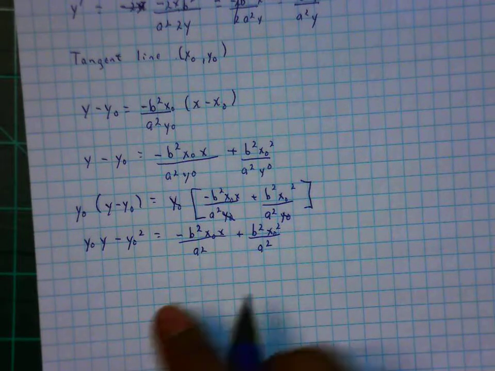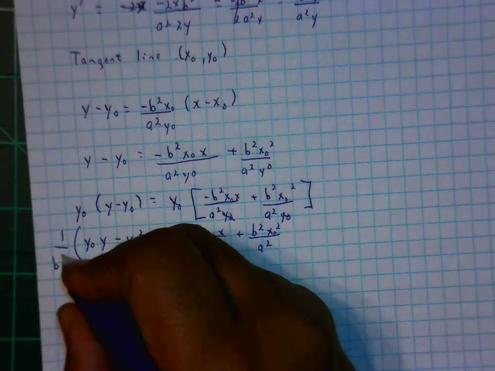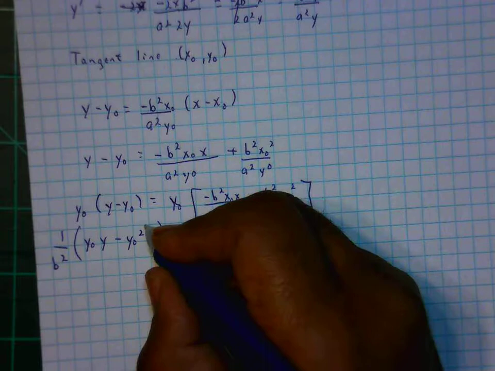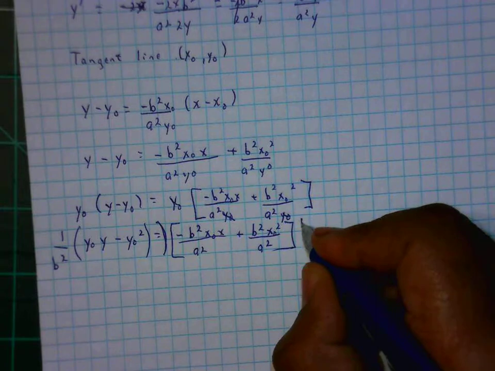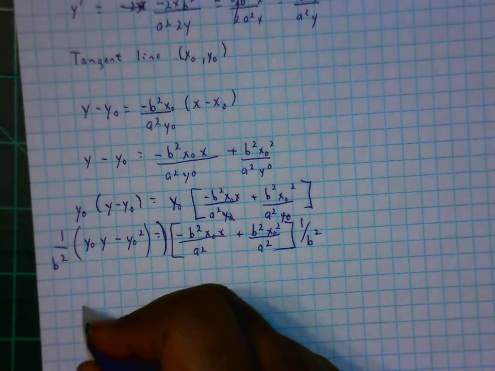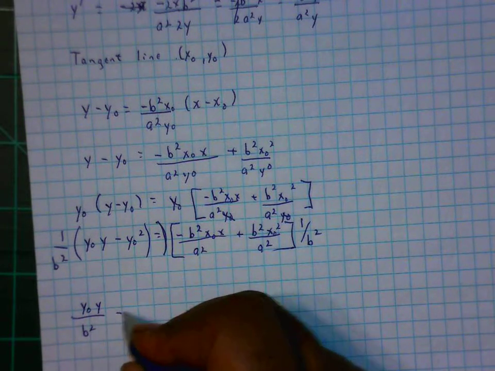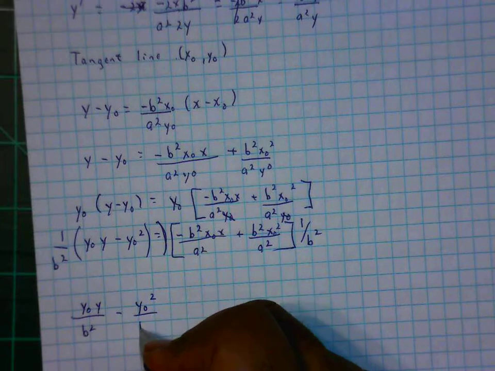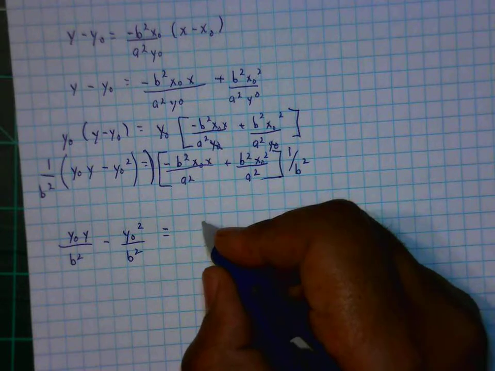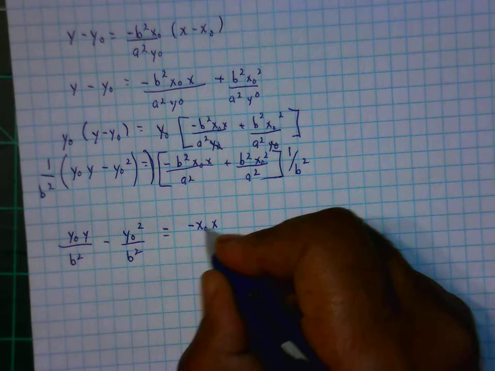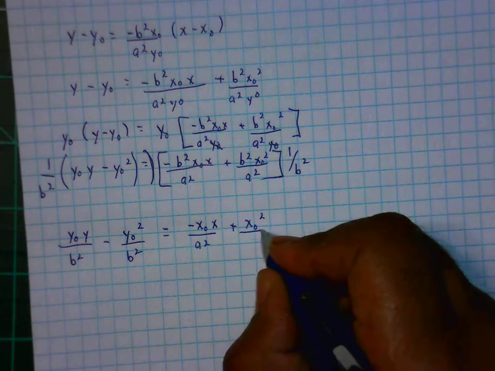Now let's take it a step further. Let's multiply everything by 1 over b squared, and we'll do that on both sides. It's just looking a little messy here, but I'll clean it up in just a minute. So this is going to give me y naught y over b squared minus y naught squared over b squared. And over here the b squareds cancel out, so I'm going to be left with negative x naught x over a squared plus x naught squared over a squared.